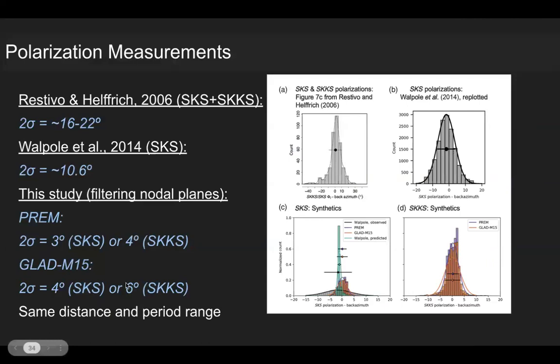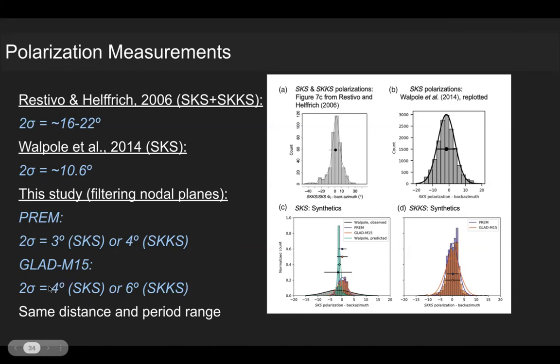I'm now showing what we see with our data. When we just consider SKS, I get a 2 sigma value of 3 degrees, where the Walpole study has a 2 sigma of about 10.6. So just using PREM, it's really just the rotation effect that's impacting it. Obviously it can't explain all of the anomalies that are being seen, but when we look at GLADEN 15, we see an extra degree.